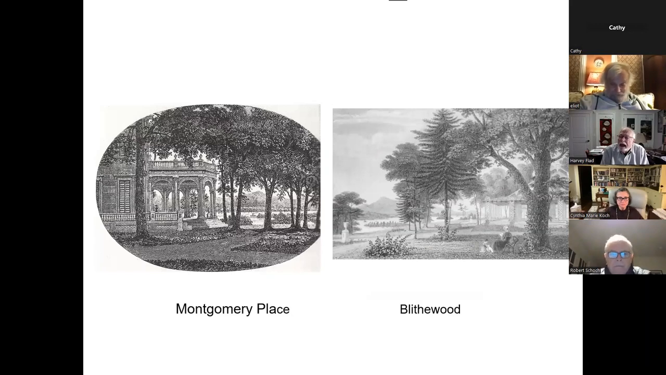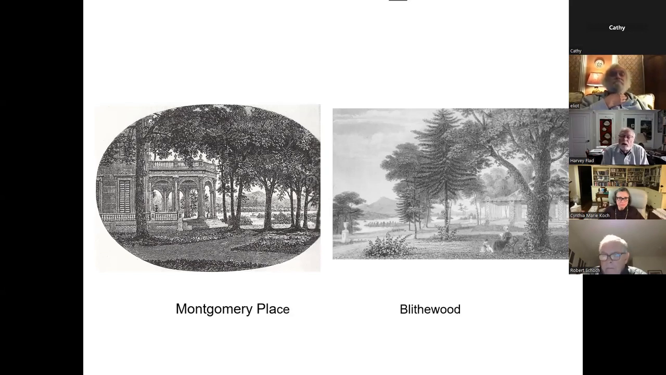Downing, in the 1840s, as he was writing this book, in fact just before its publication, traveled up the Hudson on the east coast of the river and went to both Montgomery Place and eventually to Blythewood. Montgomery Place was one of the important estates of the Livingston family. The Livingston properties were all along the northern Dutchess and southern Columbia County shoreline.